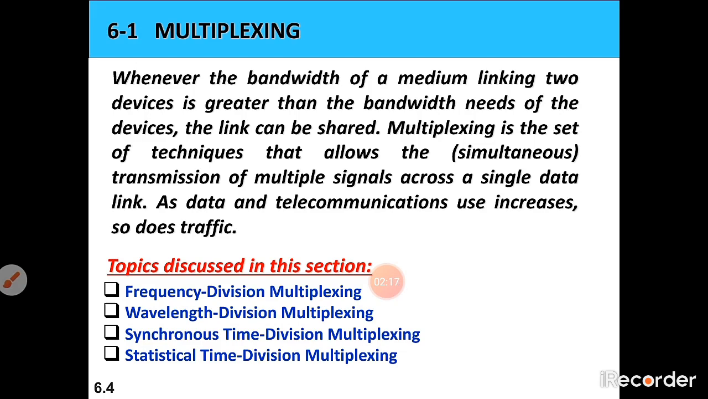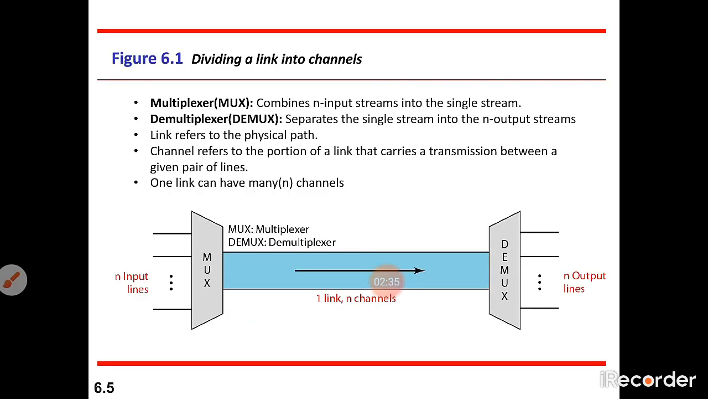The first one is frequency division multiplexing, second one is wavelength division multiplexing, and third one is time division multiplexing. In time division there are two techniques: one is synchronous time division multiplexing and the second one is statistical time division multiplexing. Before going to these techniques, we will discuss some basic concepts of multiplexing and demultiplexing.